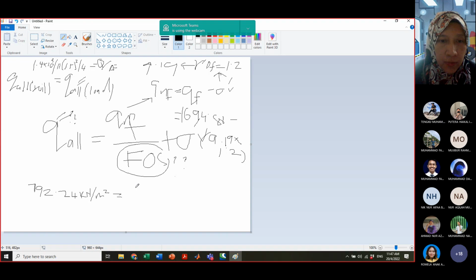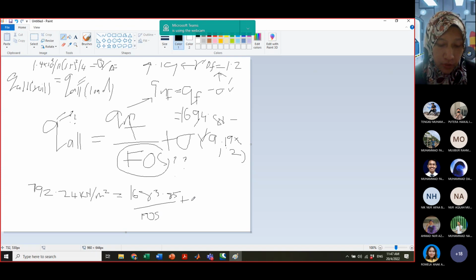1683.85. Okay, bahagi dengan FOS. FOS ni yang kita tak tahu. Tambah dengan 9.19 darab dengan 1.2, because yang ni overburden pressure tau. So 1.19 darab dengan 1.2.